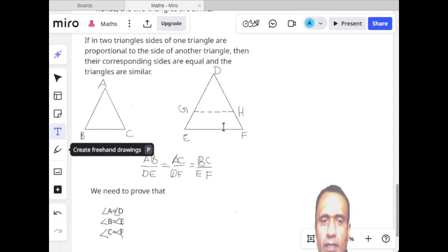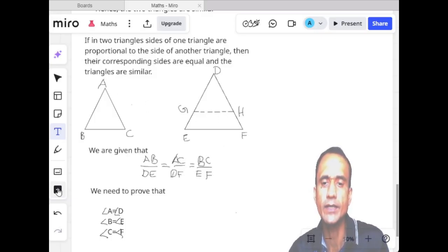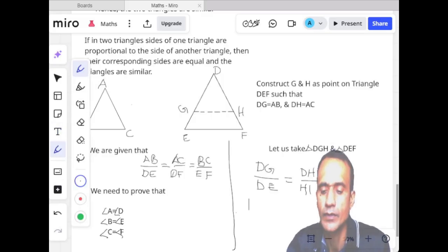So let us construct G and H. G is a point such that DG is equal to AB, and H is such a point that DH is equal to AC, and we join G and H. So we take points G and H such that DG is equal to AB and DH is equal to AC.